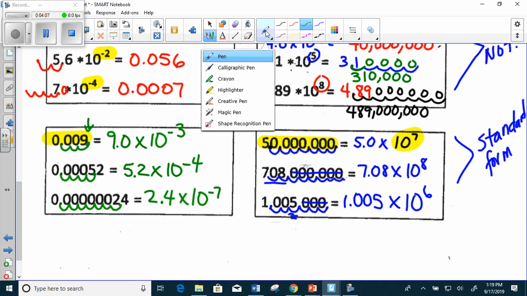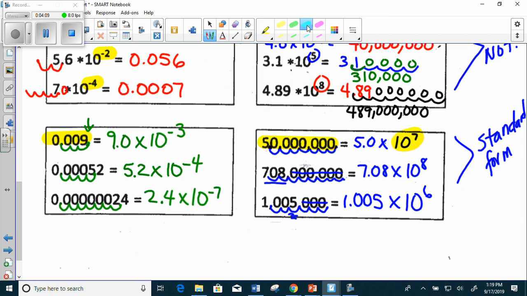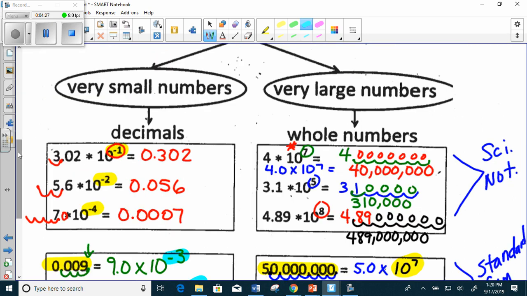So notice the difference again. Notice the difference here. These are very small numbers. They have decimals. What do you notice here? They have a negative exponent. Okay, these are decimals.